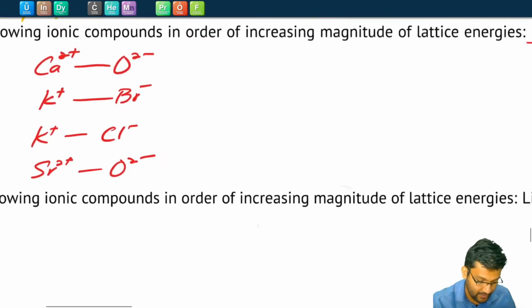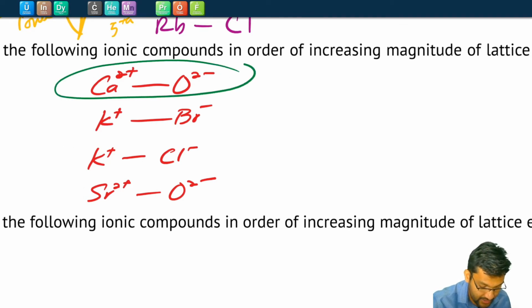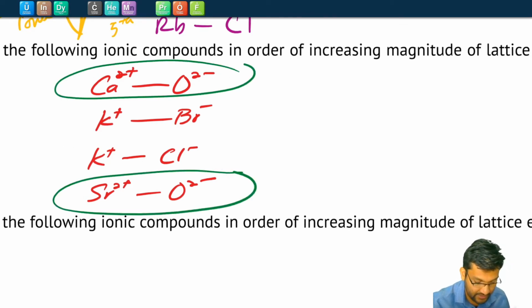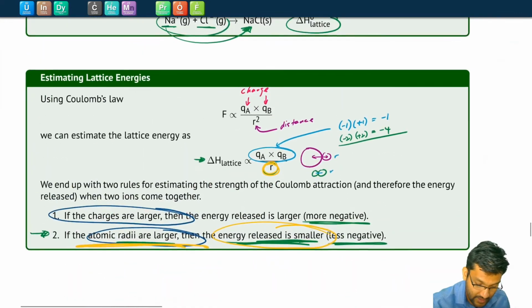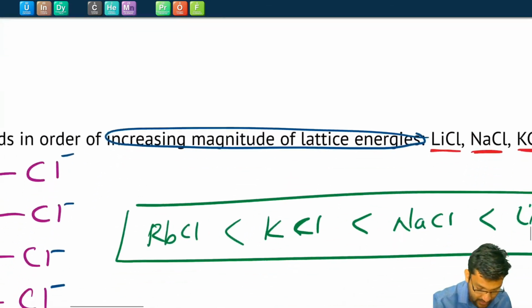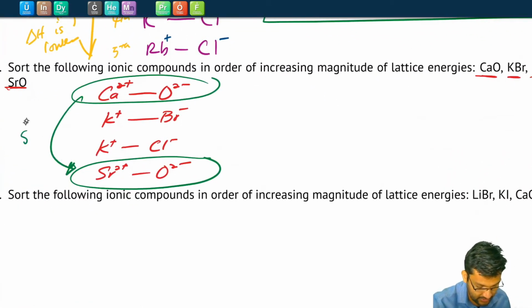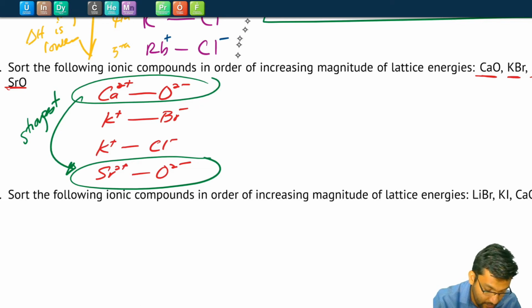All right, so first we look at the charges. Here we have a +2 and a -2, and here we have a +2 and a -2. Remember we talked about how in that case those will be 4 times larger than the case with -1 and +1. So we should already know these two are going to be the strongest. And then potassium bromide and potassium chloride are going to be the weakest. But we still need to order them, right?